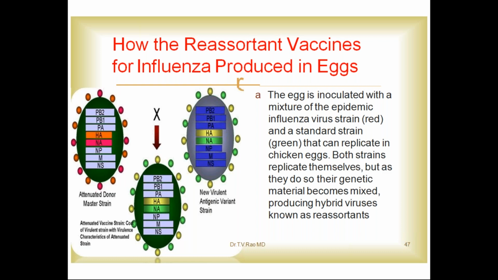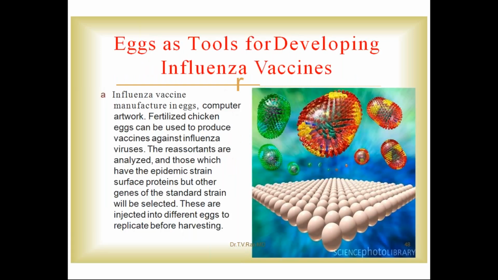And so there is the formation of reassortment of genes. Their genetic material becomes mixed up, producing hybrid viruses. That is called reassortment of the influenza vaccine. We have to prepare it by mixing the epidemic strain plus a standard strain, red plus green. See, eggs as a tool for developing the influenza vaccine.